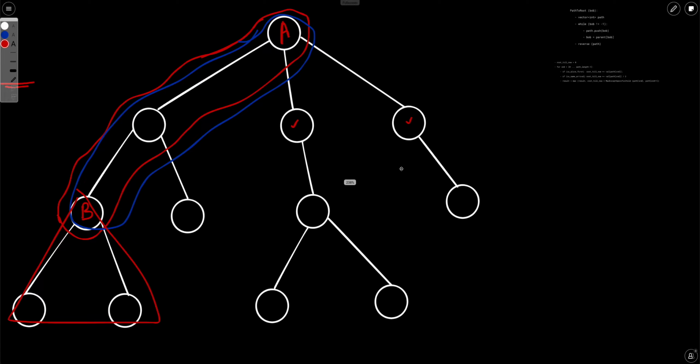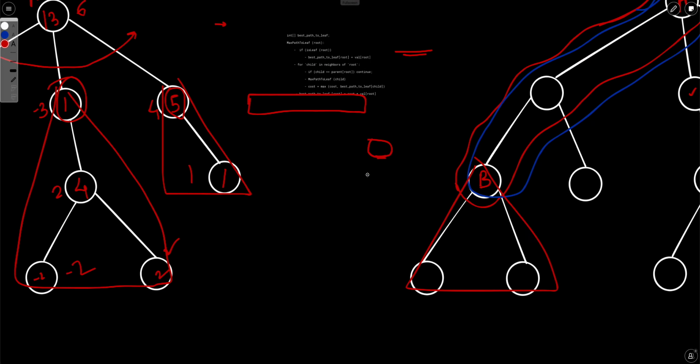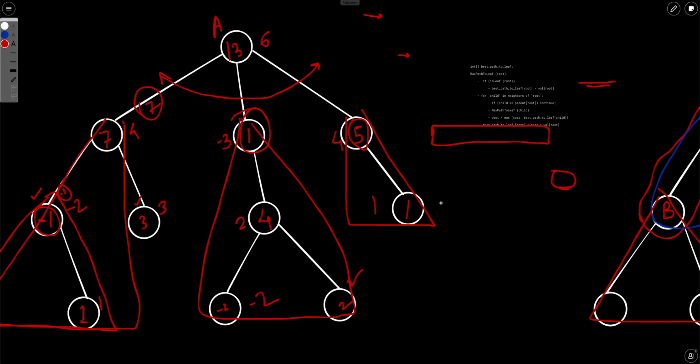Okay, so just to reiterate, what we have done initially is find the maximum value at each of these root nodes. We have said that if this is the root node, what is the maximum value?